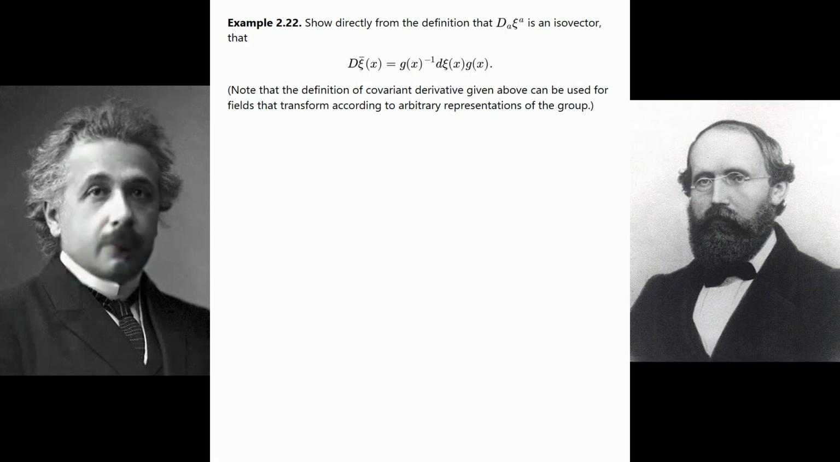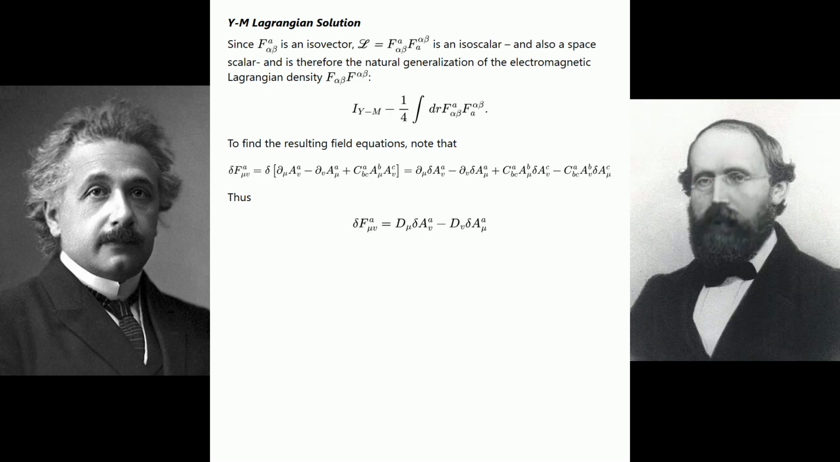Example 2.22. Show directly from the definition that D_α Π^A is an isovector, that is, see the next equation. Note that the definition of covariant derivative given above can be used for fields that transform according to arbitrary representations of the group. Y-M Lagrangian solution.